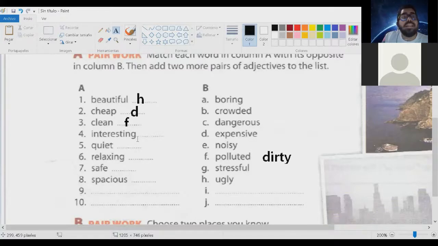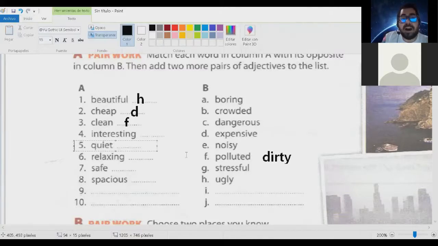Noisy. Noisy, exactly. So look at this, guys. This is quiet, right? But then we go into noisy. Sorry for the sound, guys. Noisy is when we have a lot of noise over there, you know, for example, in the cities, guys, the cars, people screaming, motorcycles. Yes, those are noisy. So we have quiet and we have noisy. Noisy is ruidoso. So we have quiet and the opposite is noisy.